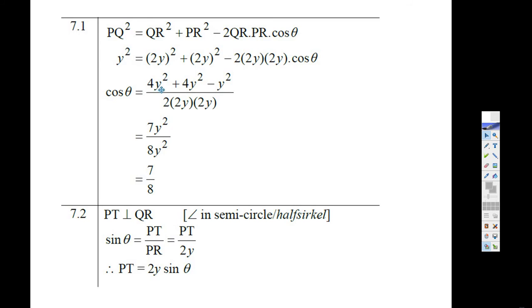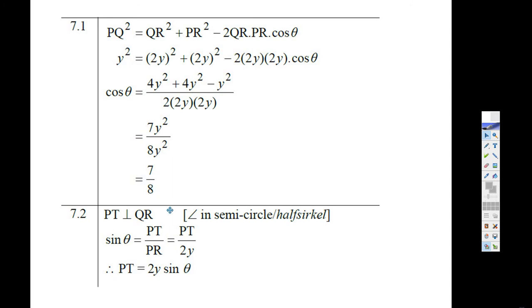So there's an equation. Instead of pq, you put y, and 2y for qr and pr. Now multiply it out, you get 4y squared, 4y squared. That's what you would get. You subtract y squared, you move this to the other side, and then you divide by 2 times 2y times 2y. 2 times 2 times 2, that's how you got 8y there. Y times y is y squared. Hey, on the top, you've got 7y squared. The y squareds cancel. The cosine must be the ratio 7 over 8. The cosine of theta must be 7 over 8.